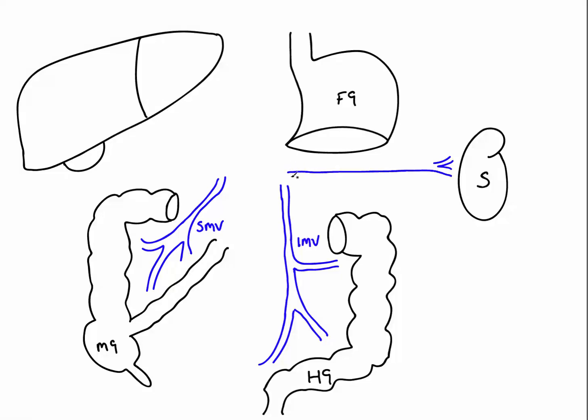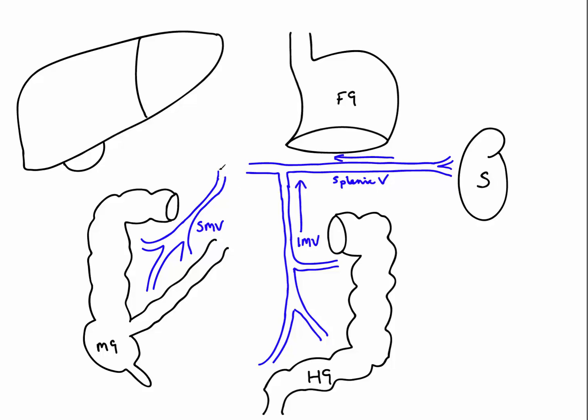It runs posterior to the pancreas, and we can see here the splenic vein is receiving the inferior mesenteric vein. So as the splenic vein runs posterior to the pancreas, it receives the inferior mesenteric vein. So blood from the inferior mesenteric vein is coming up in this direction. Blood from the splenic vein is coming across in this direction. And the inferior mesenteric vein drains into the splenic vein. Or at least it does this in the majority of people. In some people, the inferior mesenteric vein actually drains into the superior mesenteric vein.